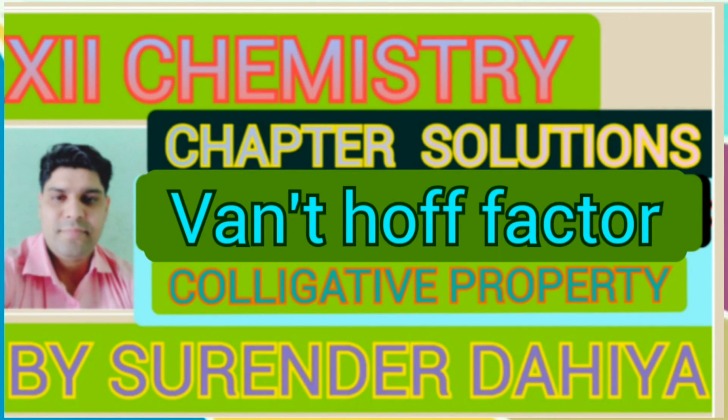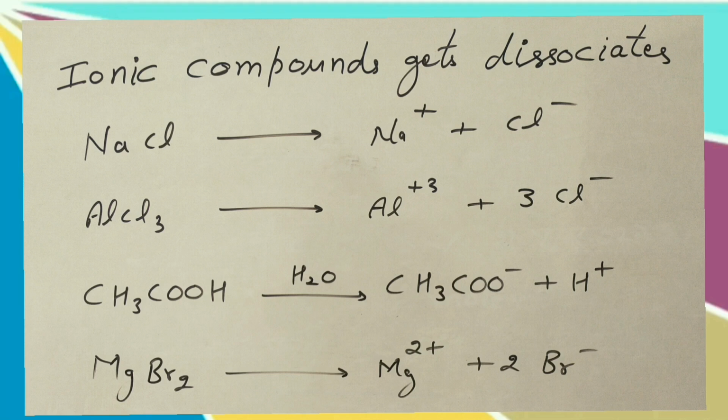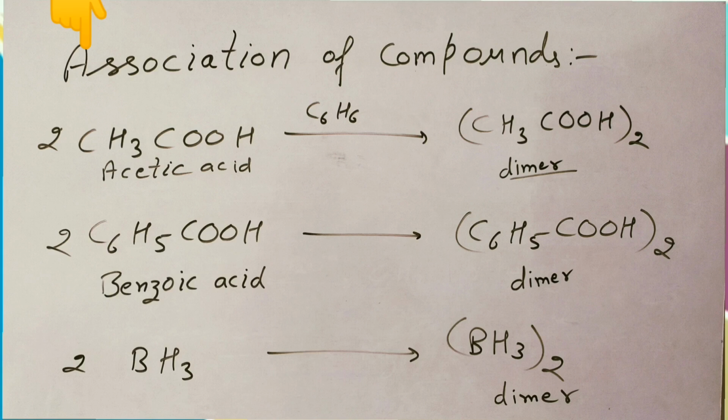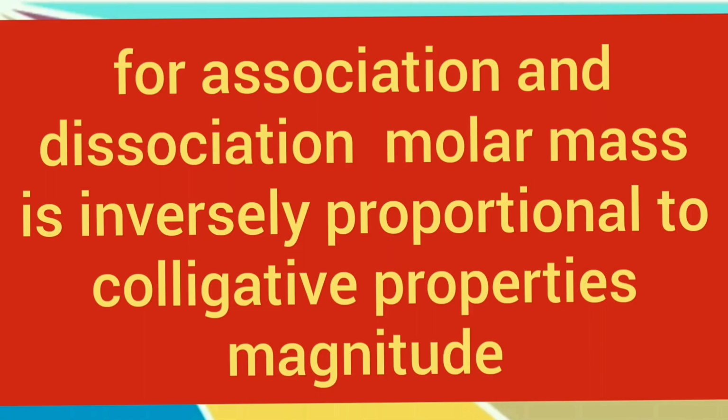Van 't Hoff factor. Van 't Hoff factor is the factor introduced in the colligative properties. We know colligative properties are used to calculate the molar mass of the compounds. But we know some of the compounds, ionic compounds, get dissociated in the solution. Some of the compounds get associated in the solution, and some compounds neither associate nor dissociate in the solution. The compounds which associate or dissociate in the solution show different answers of the molar mass than what we calculated.